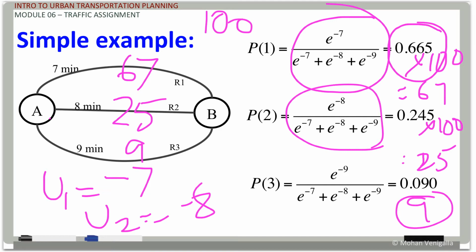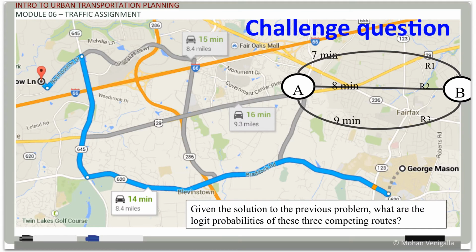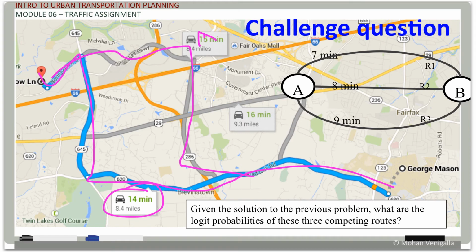Simple enough, right? Let's see the complications. Before we get to the complications, here is a challenging question. I introduce you to a regular trip a fellow I know makes. Route 1 for him is 14 minutes. The other route takes 15 minutes, and the third route takes 16 minutes.